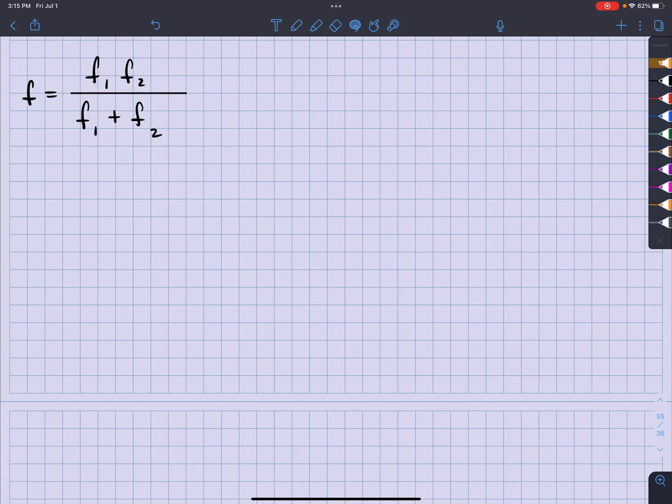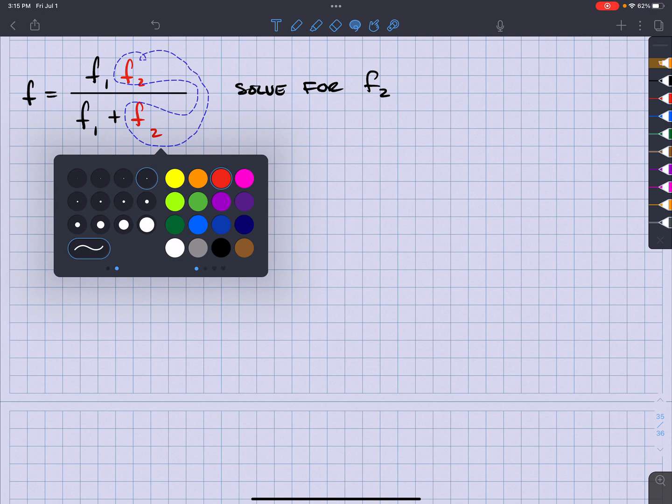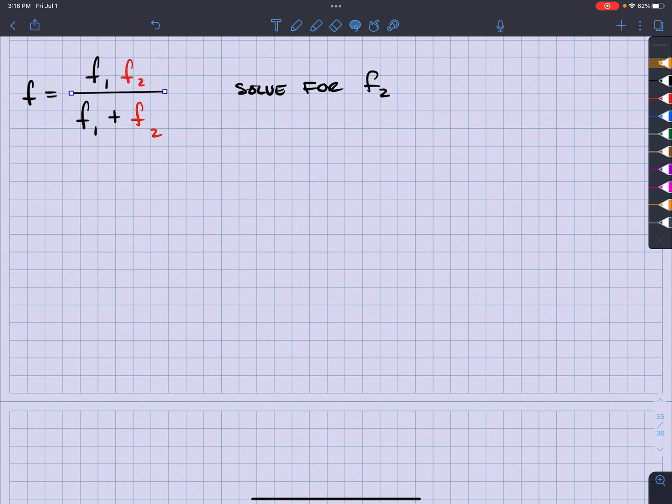All right. So I have this equation that I have to solve for f sub 2. So let me go ahead and make f sub 2 red to kind of stand out a little bit. And I don't think I need that long of a division sign there, okay? So I gotta get that all by itself, okay?